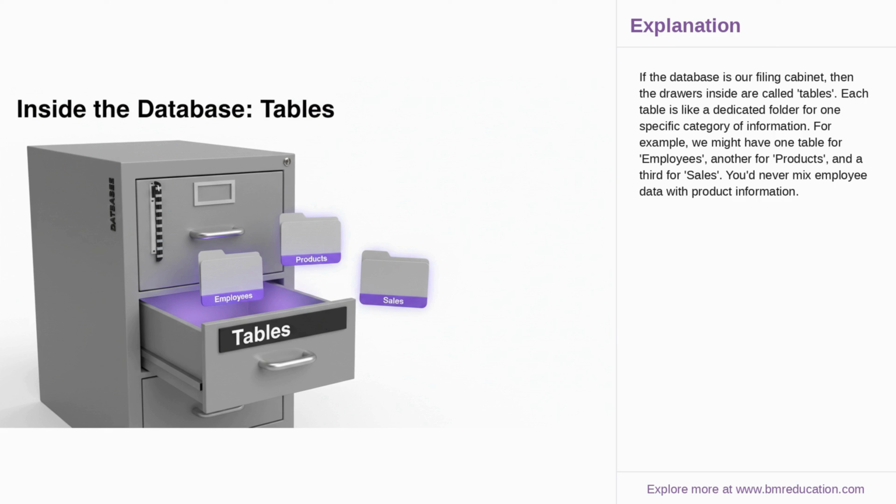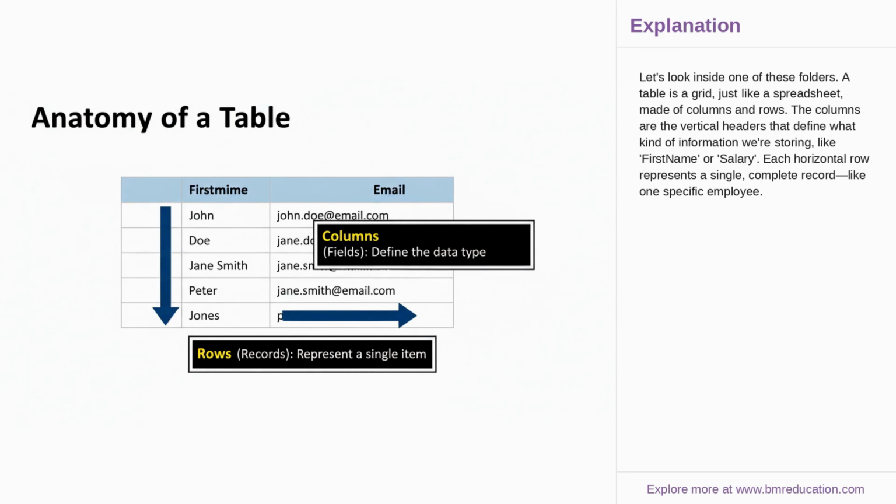Each table is like a dedicated folder for one specific category of information. For example, we might have one table for employees, another for products, and a third for sales. You'd never mix employee data with product information. Let's look inside one of these folders.